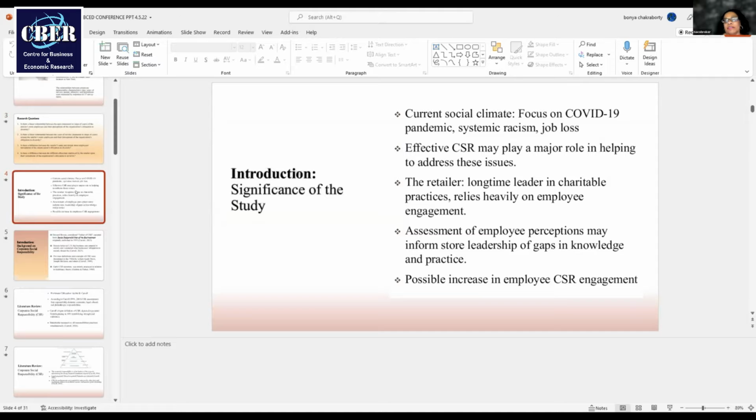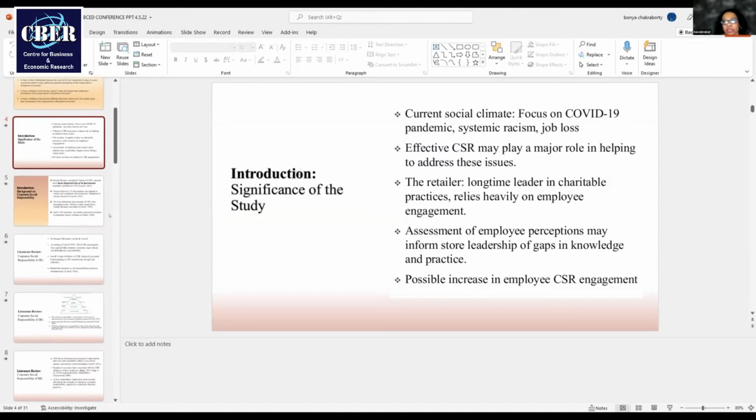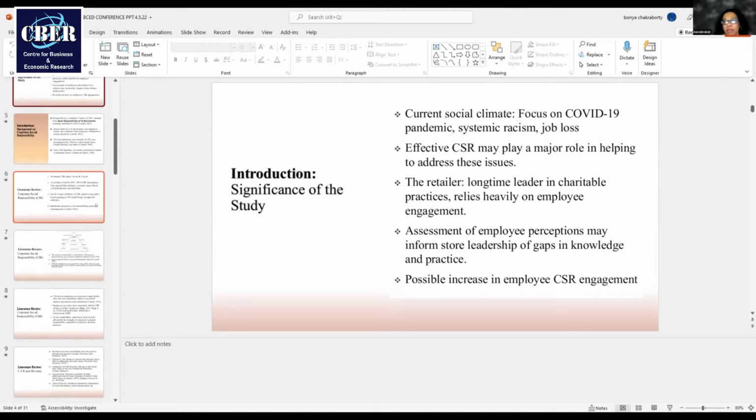The study was significant in that it basically points to the current social climate. We're focusing now on the COVID-19 pandemic, systemic racism and job loss. Effective corporate social responsibility may play a major role in addressing or alleviating some of these issues.